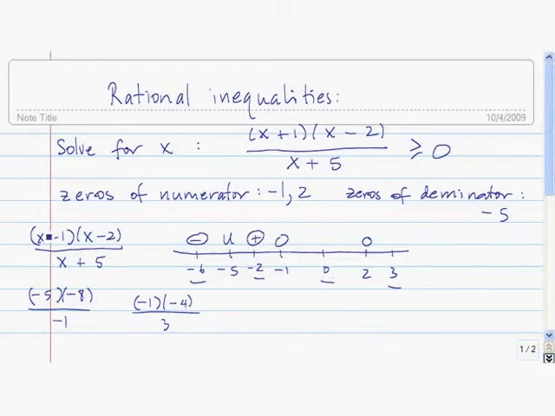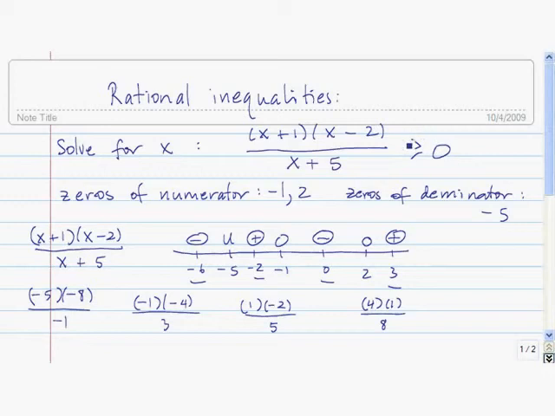When x is 0, we have 0 plus 1, which is 1. 0 minus 2 is negative 2. 0 plus 5 is 5. So the net of this is a negative number. Finally, when x is 3, we have 3 plus 1, which is 4, times 3 minus 2, which is 1, divided by 3 plus 5, which is 8. So we have a positive times a positive divided by a positive, so the net is positive.